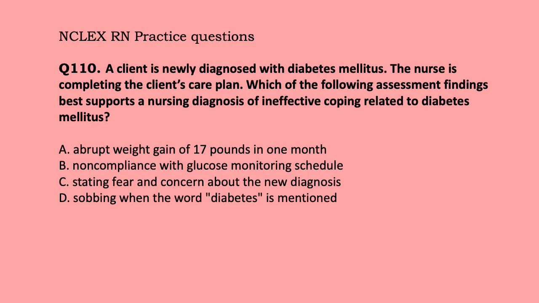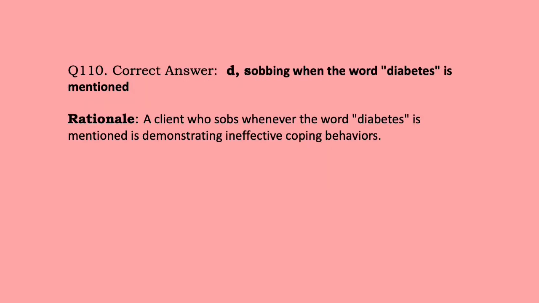A. Abrupt weight gain of 17 pounds in 1 month. B. Non-compliance with glucose monitoring schedule. C. Stating fear and concern about the new diagnosis. D. Sobbing when the word diabetes is mentioned. Correct answer, D. Sobbing when the word diabetes is mentioned. Rationale: a client who sobs whenever the word diabetes is mentioned is demonstrating ineffective coping behaviors.